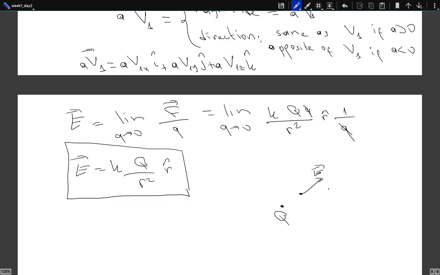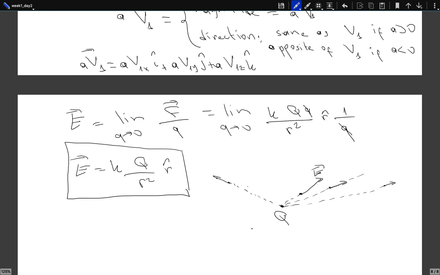If I go further away, let's say at this point, the electric field will be in this direction. It will be smaller. If I go even further away, it will be again along this line joining my point P to the charge Q, and it will be even smaller and pointing in that direction. So wherever I go, this electric field is always in the direction connecting my charge to my point.